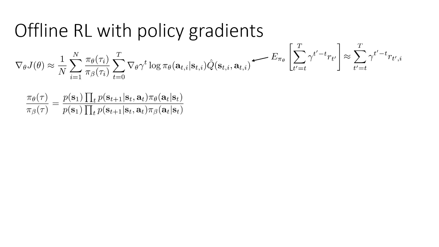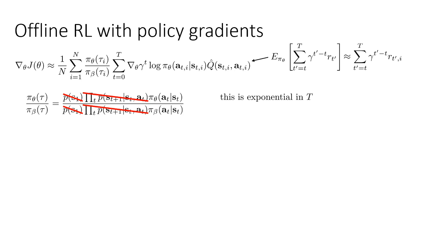This is just a recap of the policy gradient lecture. The ratio of the trajectory probabilities under the two policies consists of a product of initial states, transitions, and policies. But because the initial states and transition probabilities are exactly the same for both pi theta and pi beta, it's only the ratio of the action probabilities that shows up.